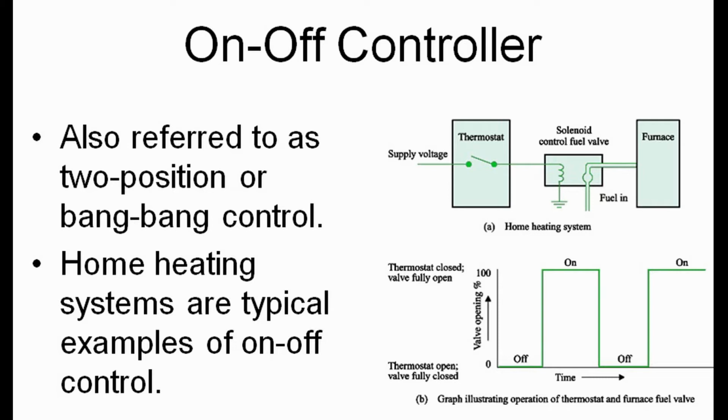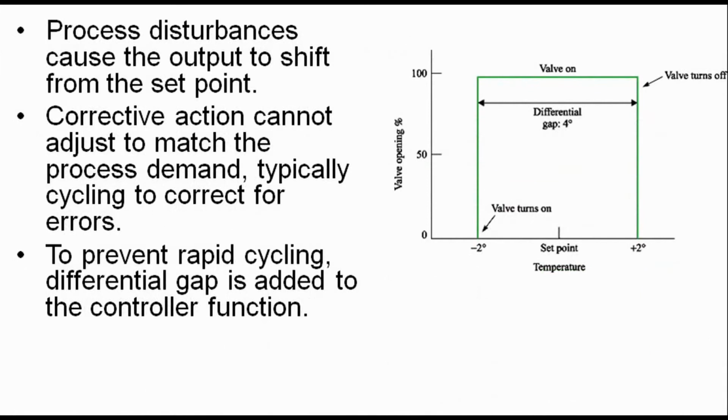Because we only have two positions, on and off, we say the system goes from either 0 to 100%. There is no in between. A common problem with on-off systems is that if you are slightly above or below the set point, the system will turn on and off too quickly, and this might cause damage.